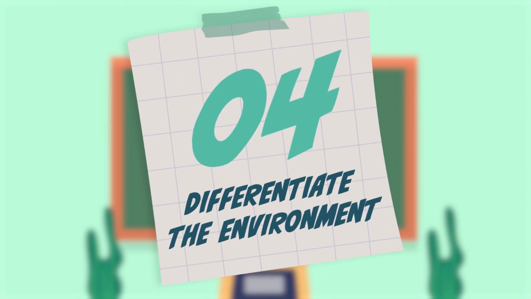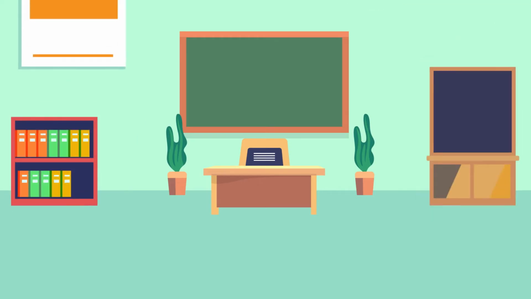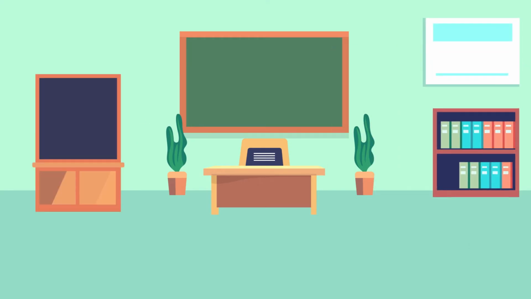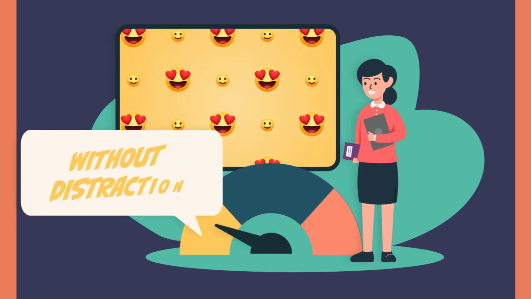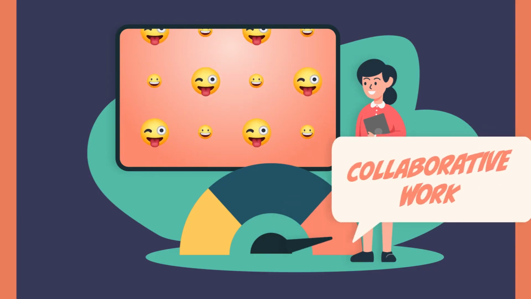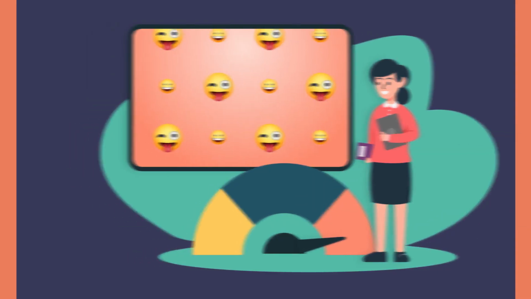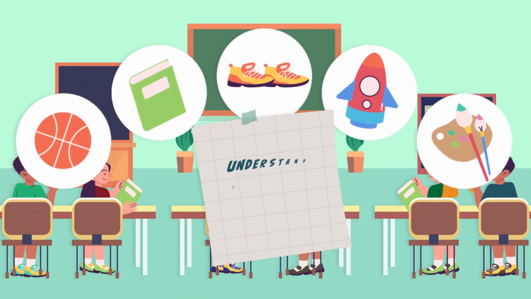Differentiate the environment. This means making changes to the context and environment in which students learn and demonstrate learning. To work optimally, some students require the classroom to be quiet and without distraction. Others need to move around to learn and prefer collaborative work environments. Help students understand their own ideal learning environments and that others may need different things.